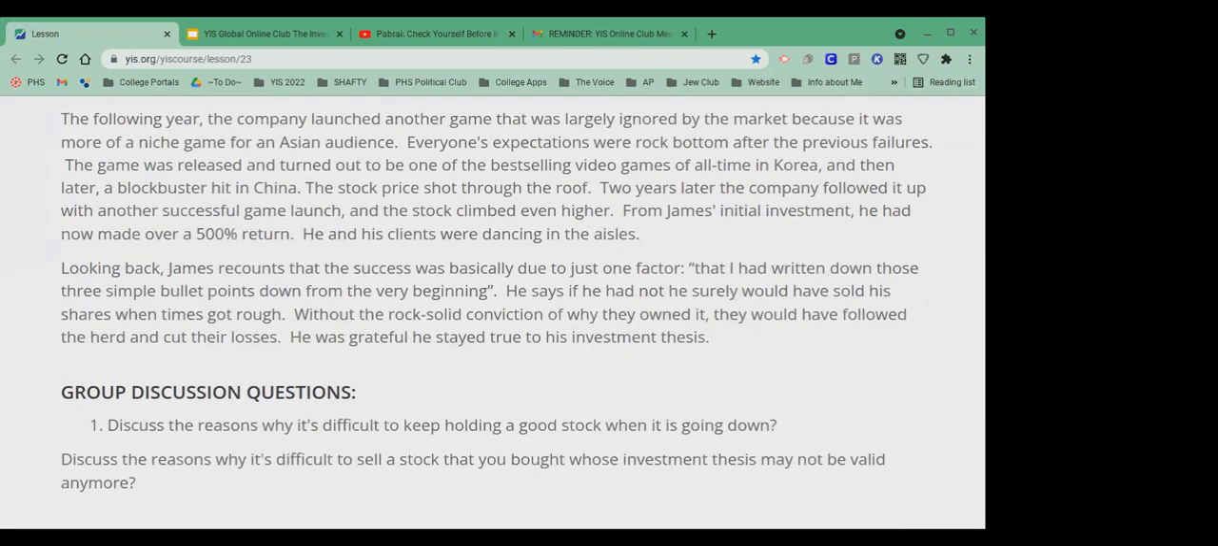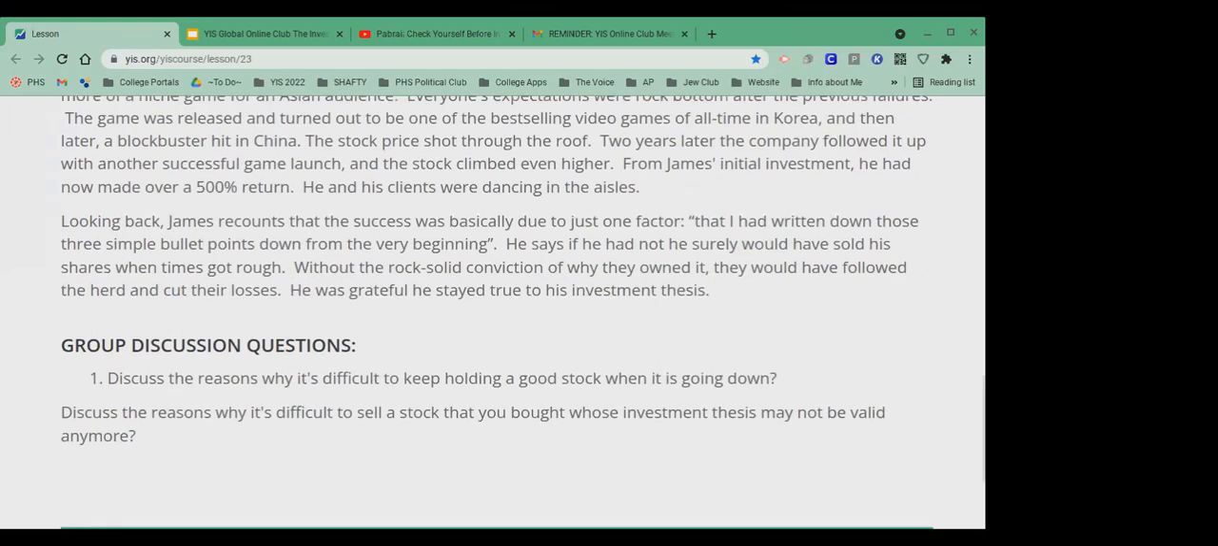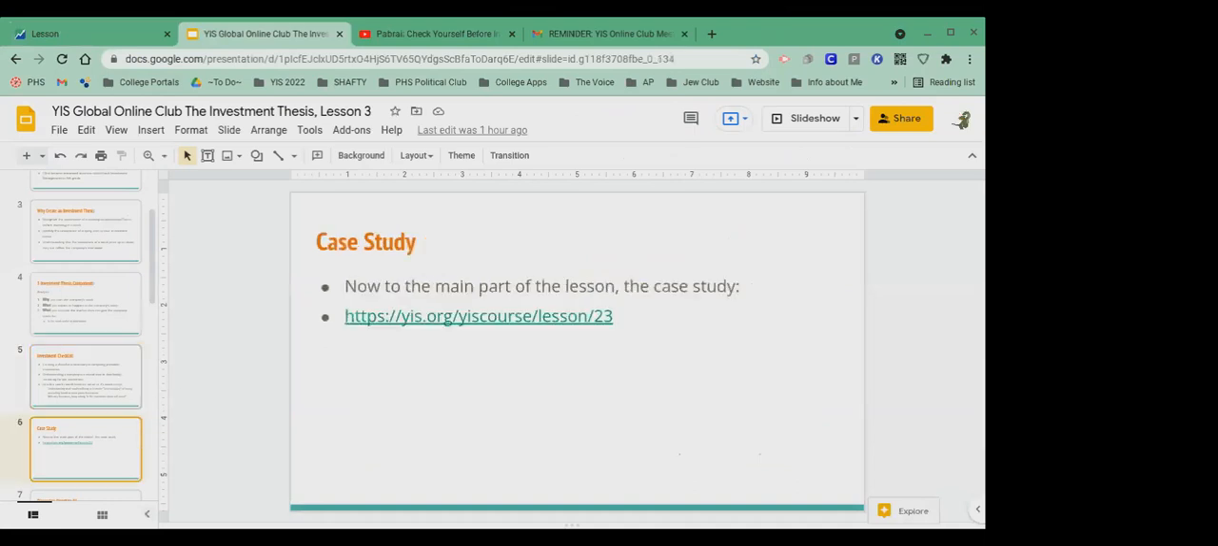So the following year, the company launched another game, and this game actually became a hit, and the stock had a return of 500%. So James and his clients were extremely excited about this. And the only reason why James was able to make this return on this company was because he followed his investment thesis. And he stuck to his guns, and he decided that despite the past losses, this company still had value. So now we're going to go into some discussion questions.